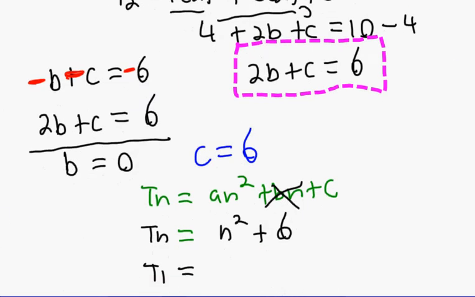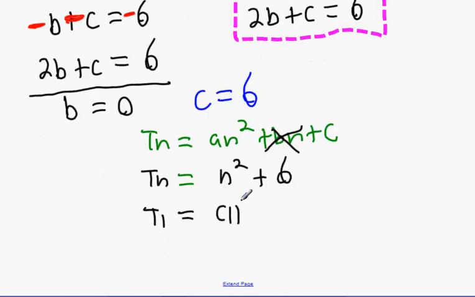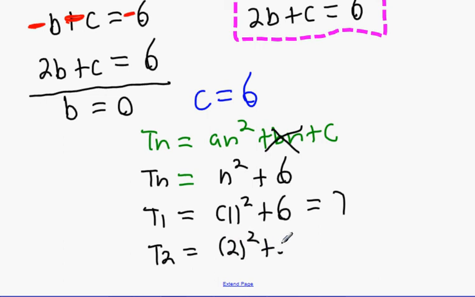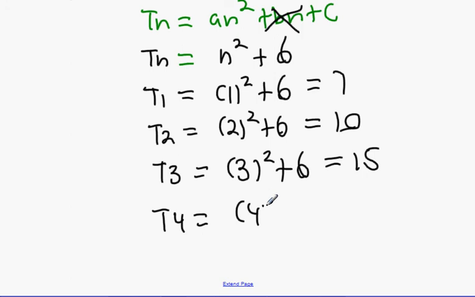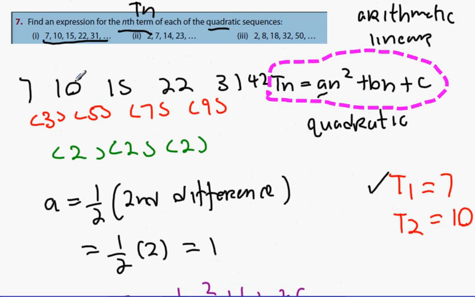If I put in n equals 1, what happens, guys? I get 1 squared plus 6. What's the answer? If I put n equals 2, what happens? Equals 10. What happens if I put in n equals 3? What do you know about these numbers? What about T4? Are these the numbers we started off the question with? 7, 10, 15, 22.